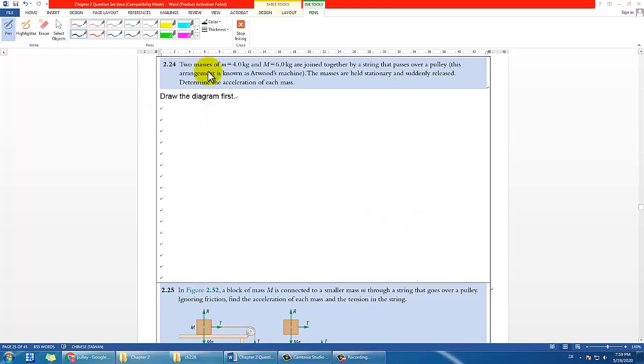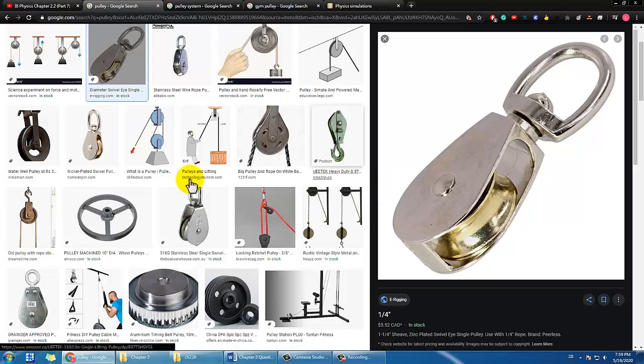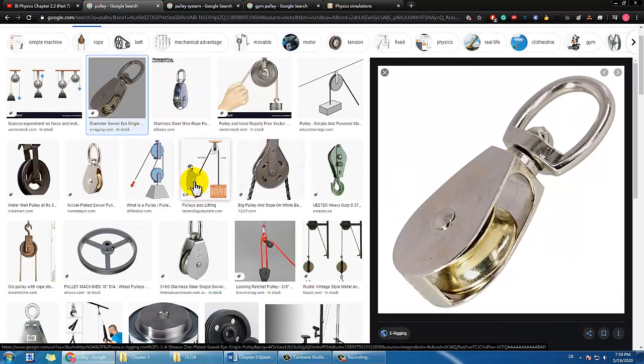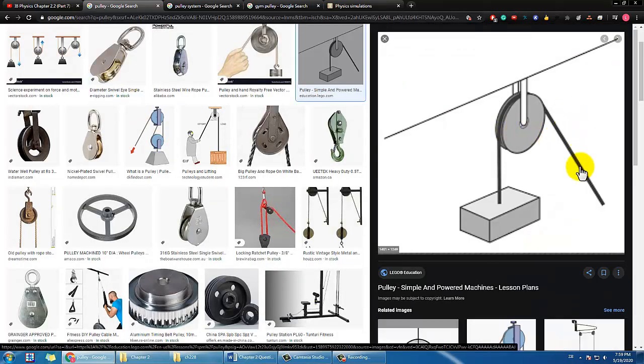In this video, let's try to do these two questions. And before that, let's take a look at what a pulley is in case you don't know. I think in the earlier video, I have shown you already that a pulley is a simple device where you can pass a rope through it.